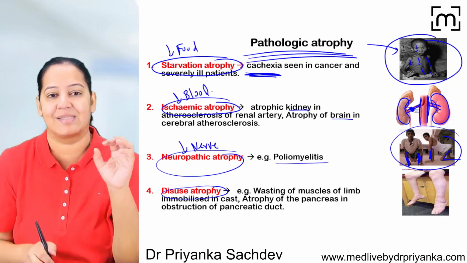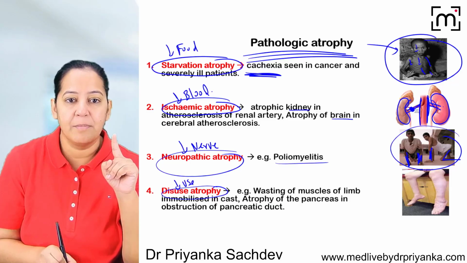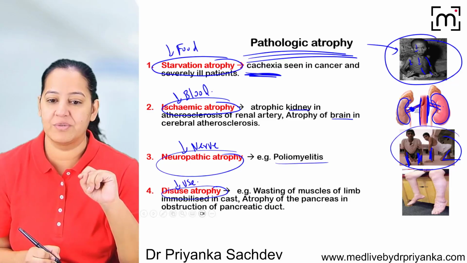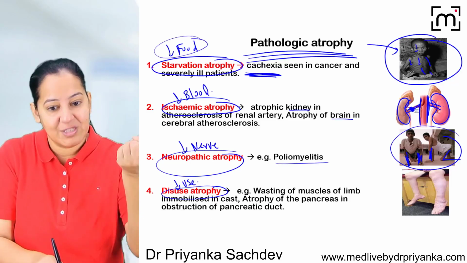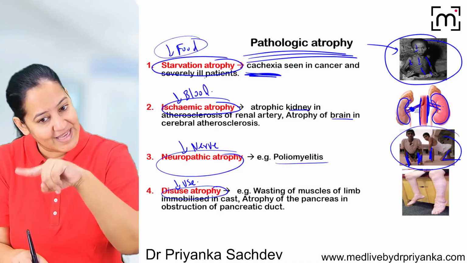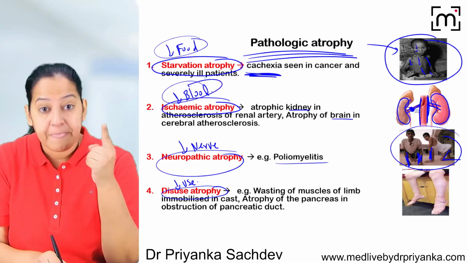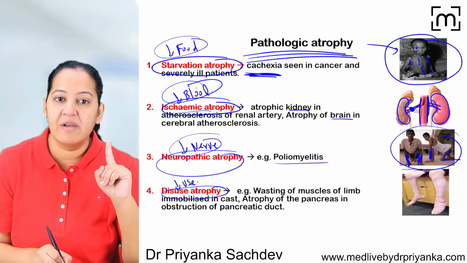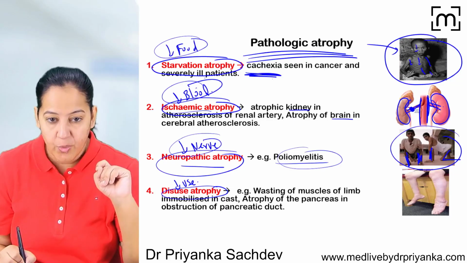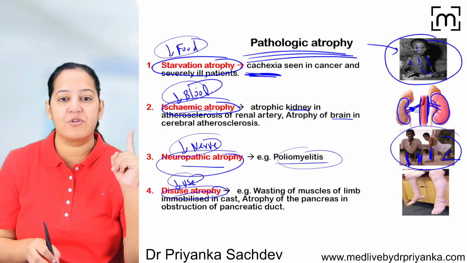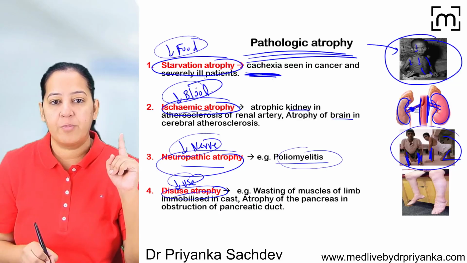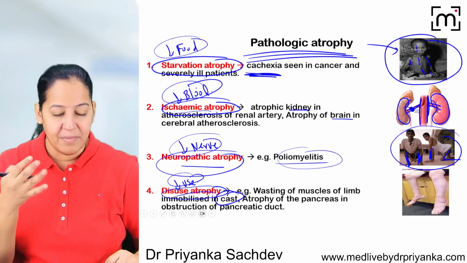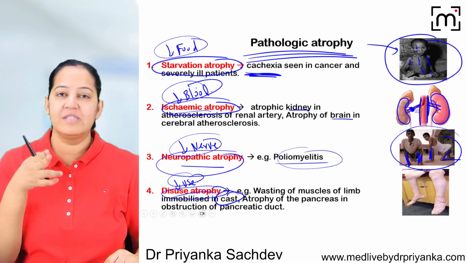The organ shrinks in size because we are not using it, because of lack of use, deprivation of use. So deprivation of food leads to starvation atrophy, that is cachexia. Deprivation of blood leads to ischemic atrophy, example is kidney. Deprivation of nerve leads to neuropathic atrophy, example is polio. And deprivation of use is disuse atrophy, example is a cast. If you put a cast on a fractured limb, that limb gets atrophied once you remove the cast.